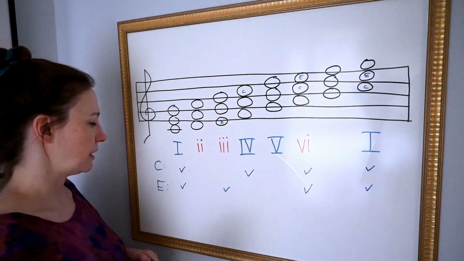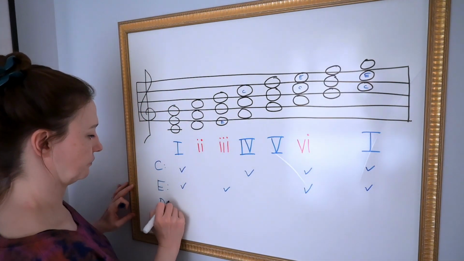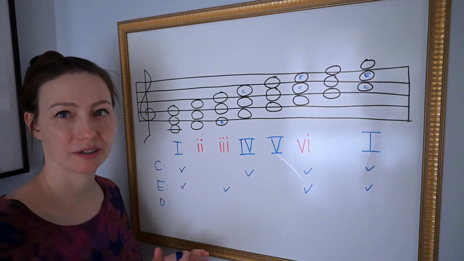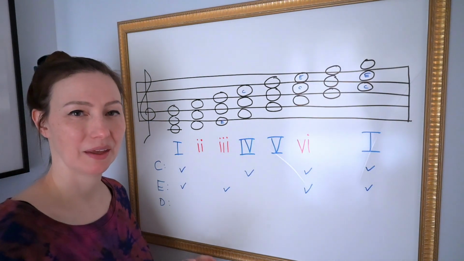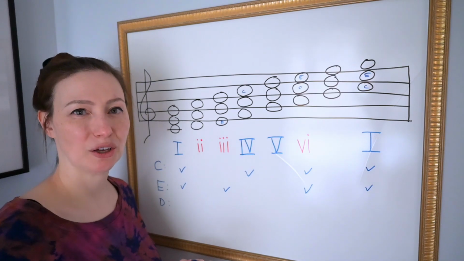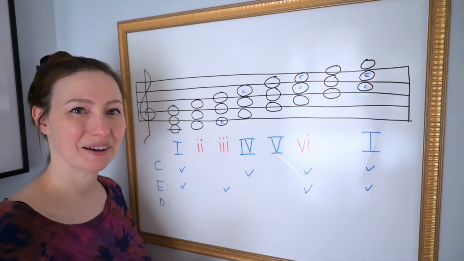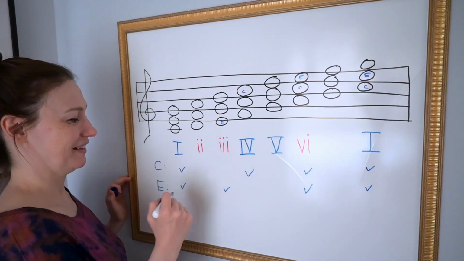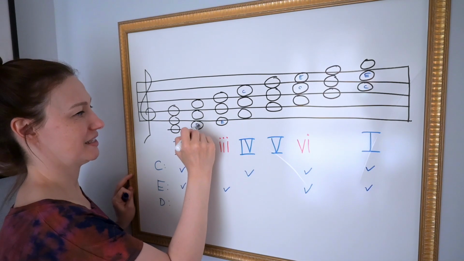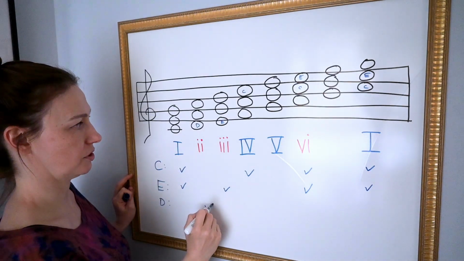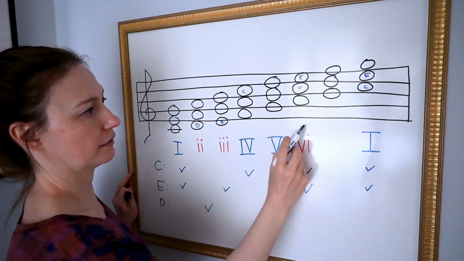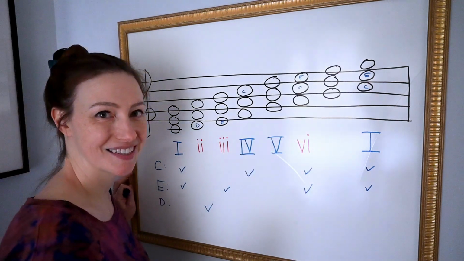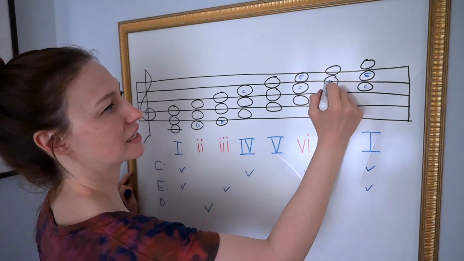Okay, let's try D next. Which chords are going to have a D in it? Do you want to pause the video and see if you can find them yourself before I find it out here? Okay, well, here we go. There's a D here, so I could use the 2. No other D's down here, but there is another D on the staff. The other D on the staff is here.